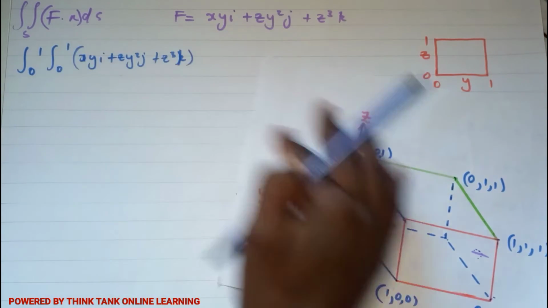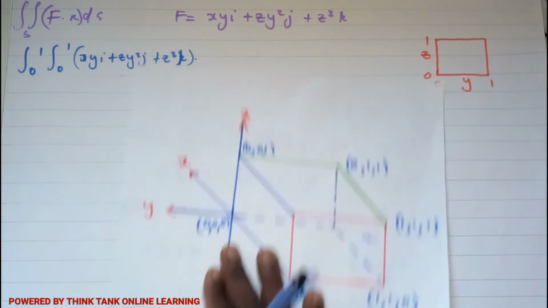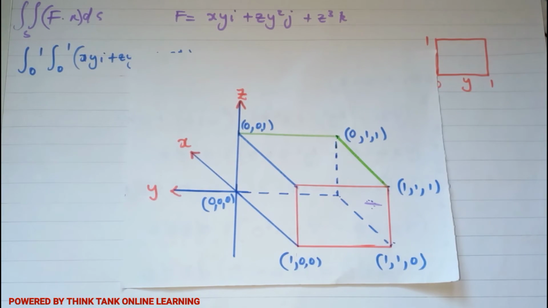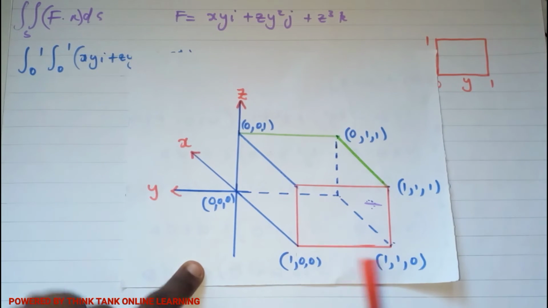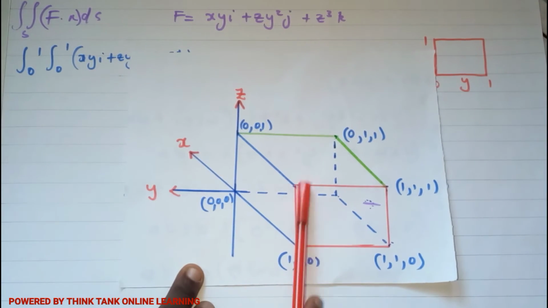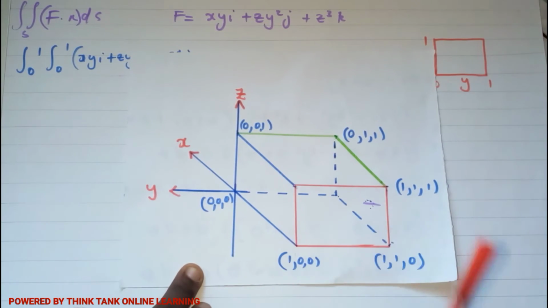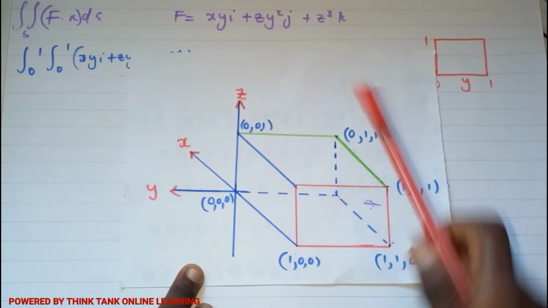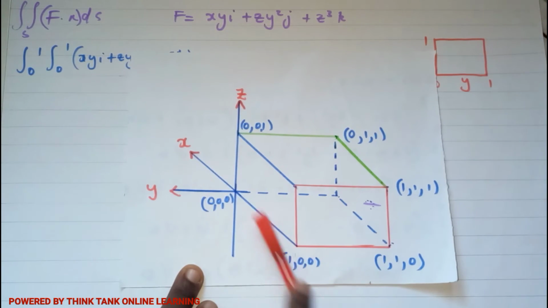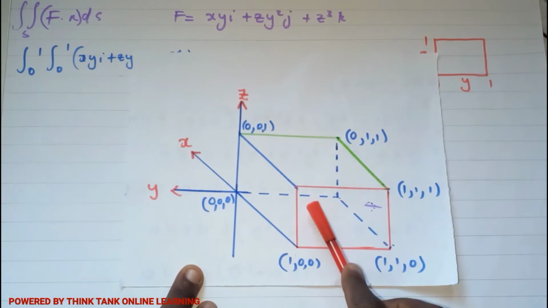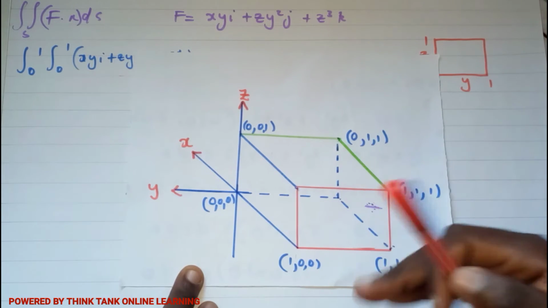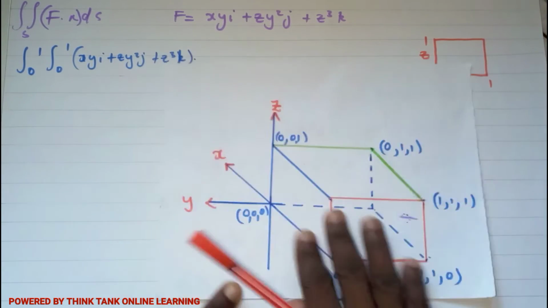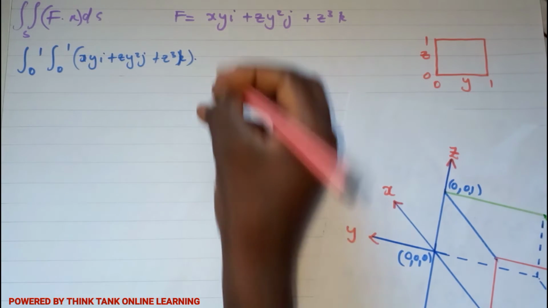Then we have F, which is xy i plus zy squared j plus z to the power 3 k. Now you have to multiply this by the normal. So what is the outward normal, since we're looking for the outward flux? We want to find the vector that is perpendicular to this surface. If the fluid is to flow out of this box, it will come in this direction, so this is the normal. It is in the positive x direction.